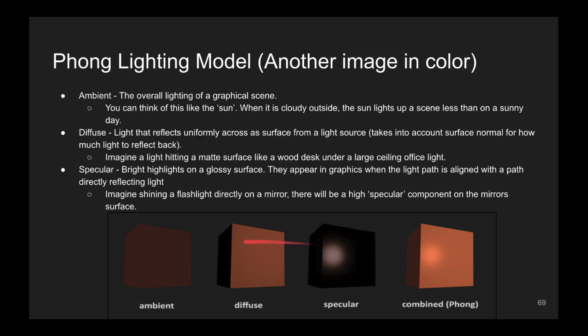Okay, and then when I combine the ambient, diffuse, and specular together, I get this final output, and that's my actual light for the scene here. This is on the right here when I add these three components together.